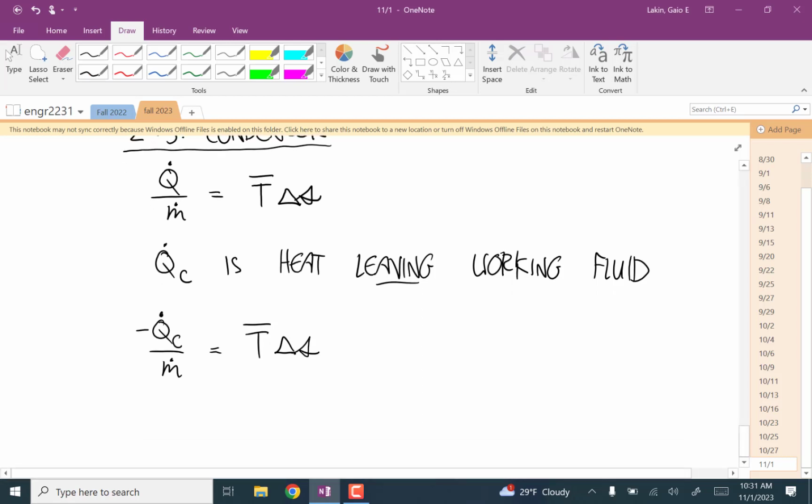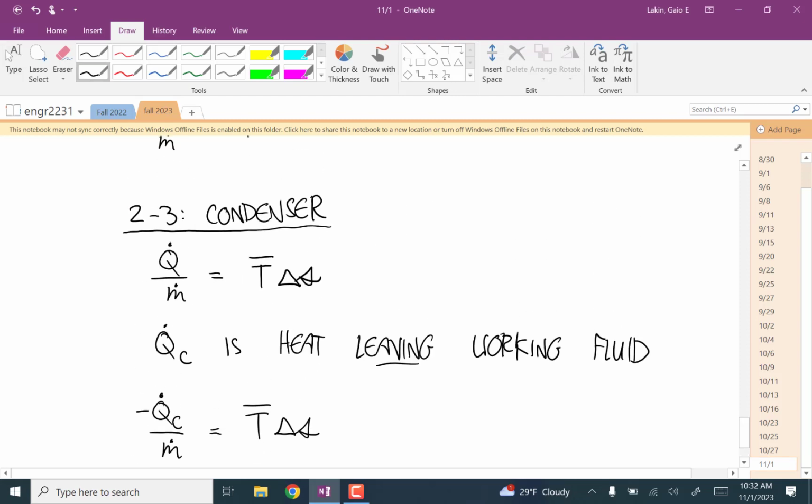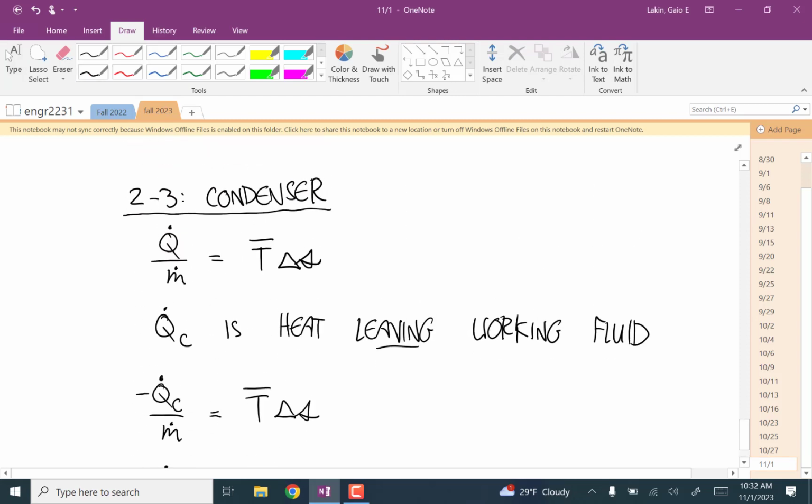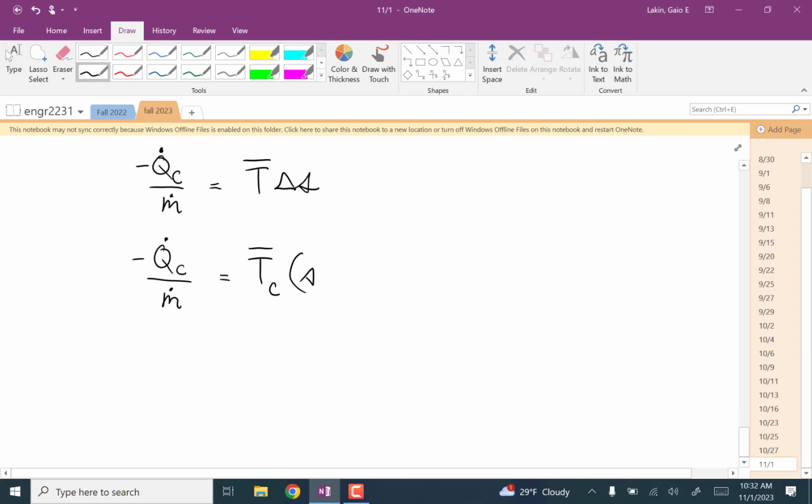And we can write this as the average temperature of the working fluid in the condenser times the change in entropy. We're going from state 2 to state 3. So the change in entropy is specific entropy at state 3 minus specific entropy at state 2.